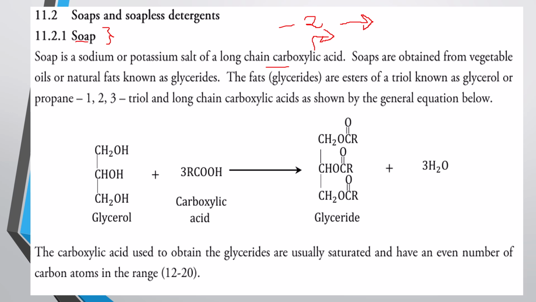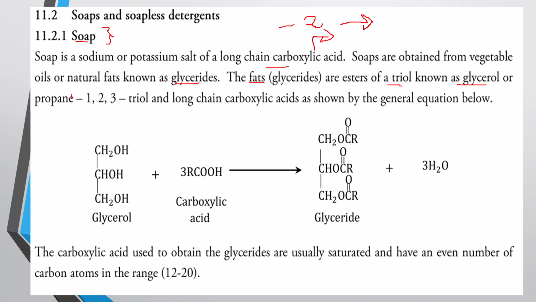We can add on that by saying soaps are going to be obtained from vegetable oils or natural fats, which can also be known as glycerides. The glycerides of fats are going to be esters of a triol, which is the same as a trialcohol, and this alcohol in this case is going to be called glycerol. The other name for glycerol is propan-1,2,3-triol.